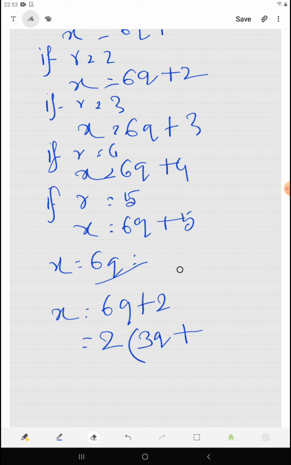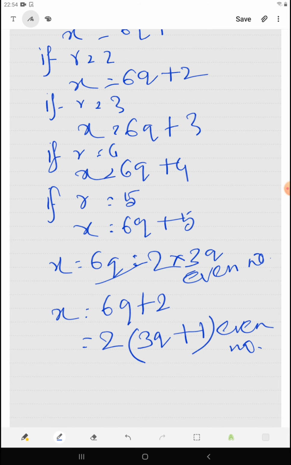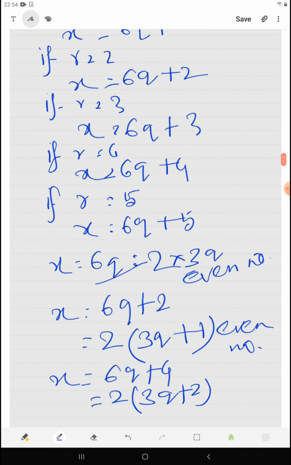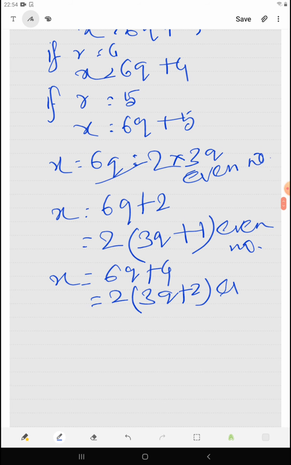You can see over here 6q can be represented as 2 into 3q, so it's an even number. Similarly, x equals 6q plus 2 is again a multiple of 2 into 3q plus 1, so it's again an even number. Similarly, if x equals 6q plus 4, then 2 into 3q plus 2, so it's again an even number.